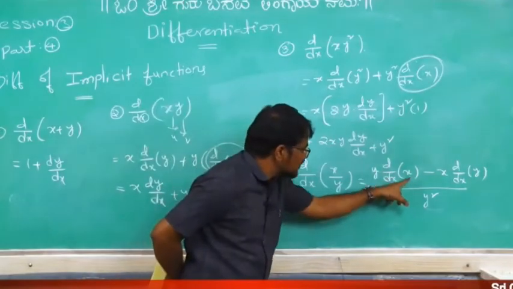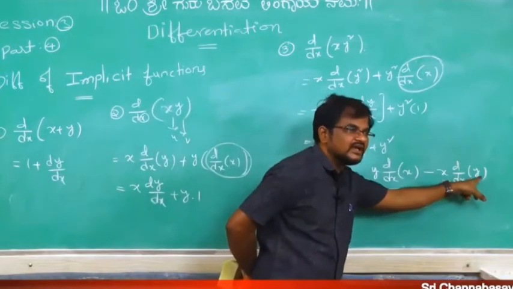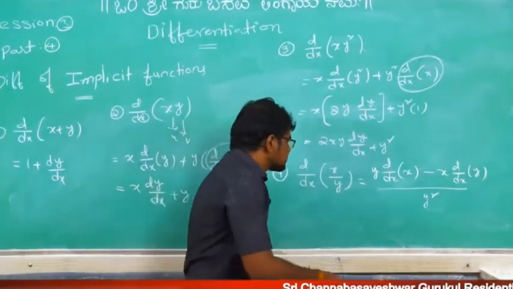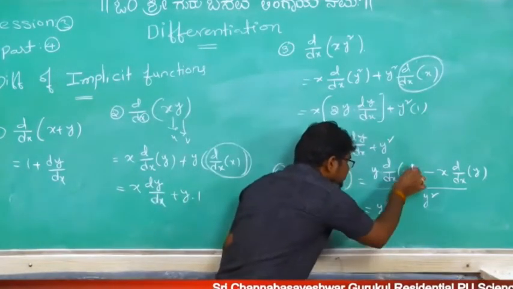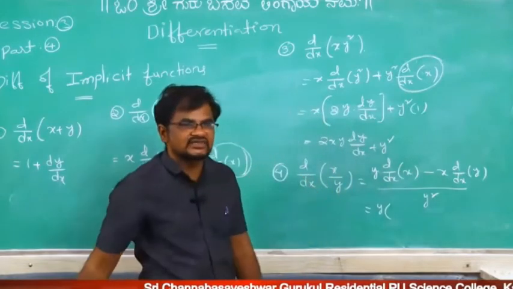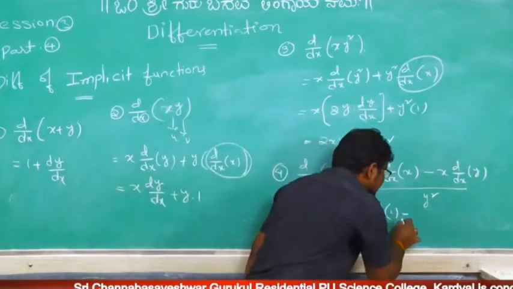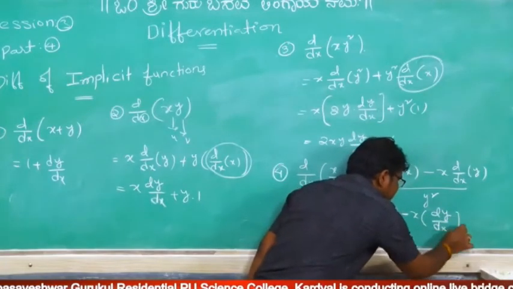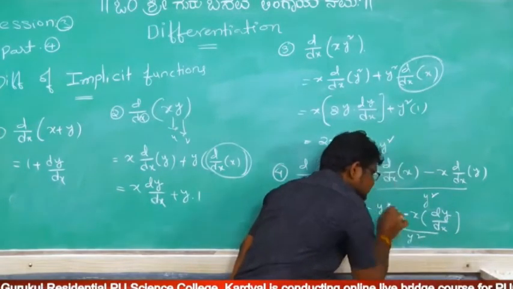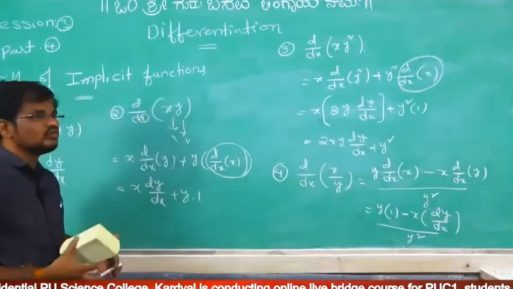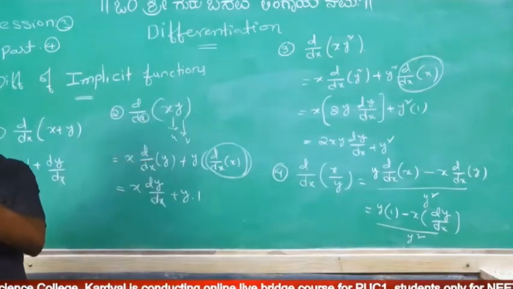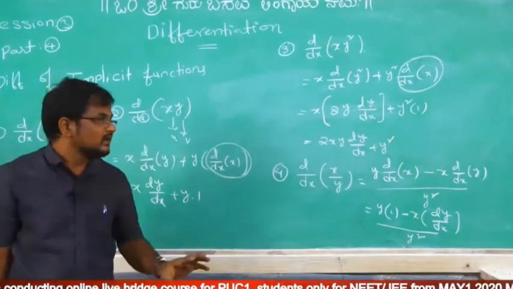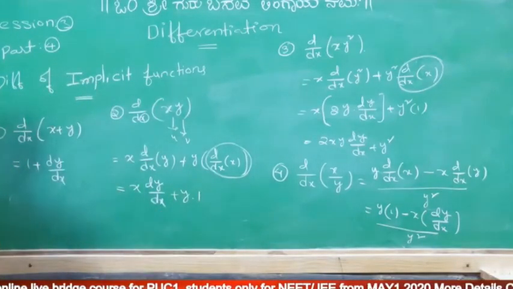v du by dx minus u dv by dx. This is u, this is v. Now that is equal to y into differentiation of x with respect to x, which is 1, minus x into dy by dx as it is, whole divided by y square. In all these functions there are two variables x and y, but we are doing the differentiation with respect to x only. Understood? So these are some basic examples.